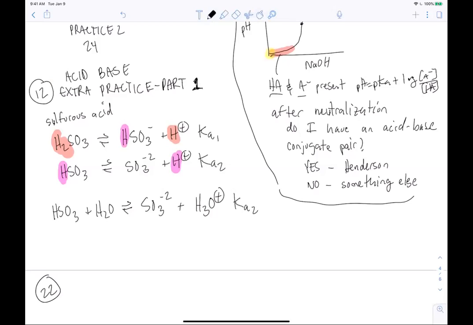On 22, they give you a fractional composition diagram, and it asks what the structure is of the dominant species at pH 6. We can work through this one, but don't worry about it. We may have given you an LE on this. What is the structure of the dominant species at pH? It gives you a fractional composition curve.